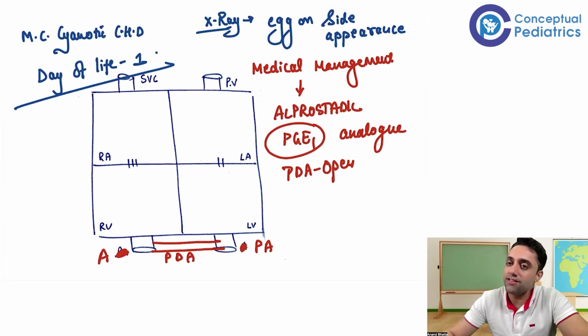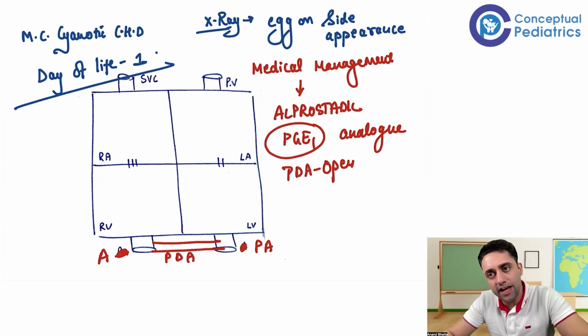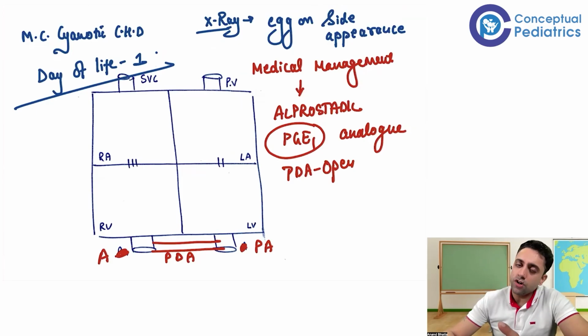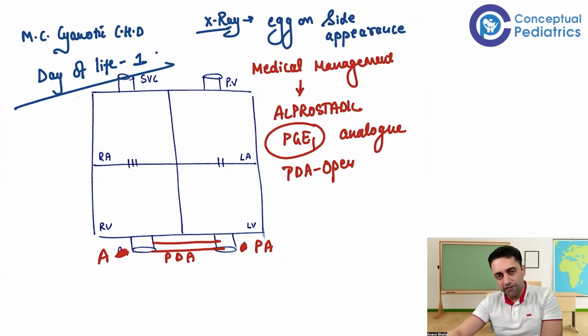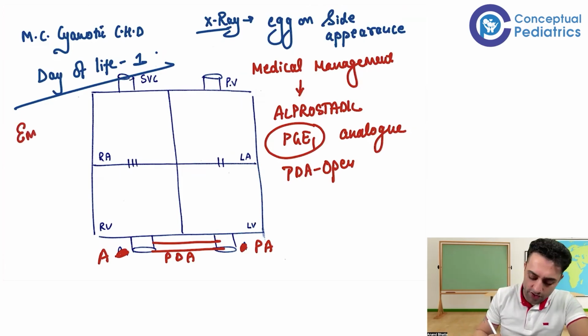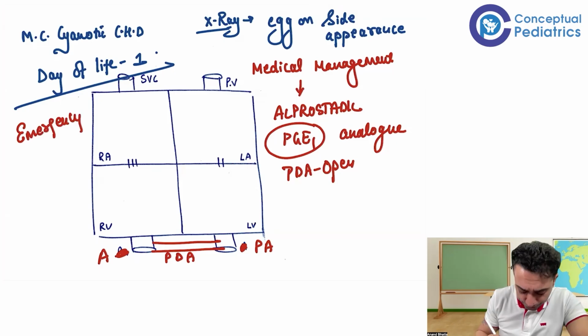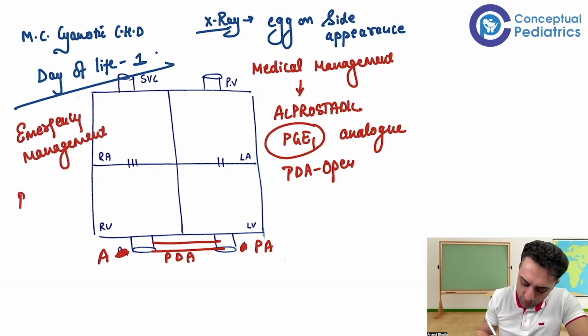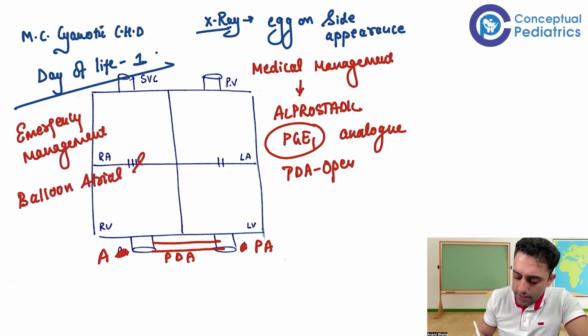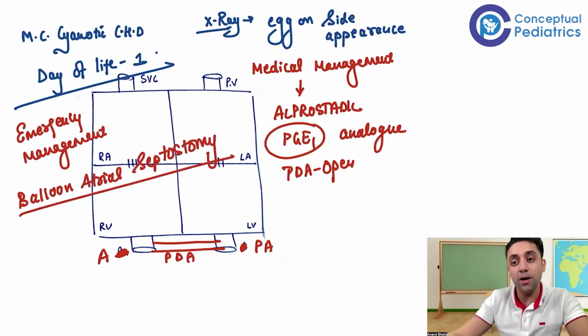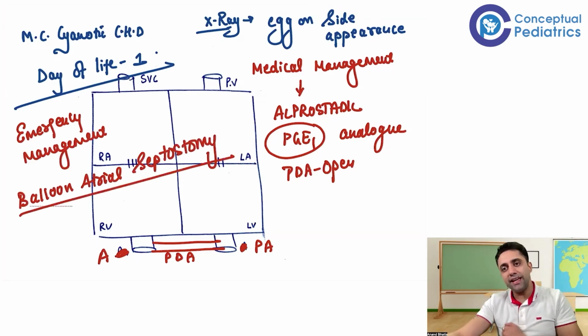So if I ask you what is the X-ray finding of TGA, the answer is egg on side appearance. Which is the most common cyanotic congenital heart disease on day of life 1? The answer is TGA. And the next important point, if I ask what is the emergency management? Remember a very important point known as balloon atrial septostomy. Balloon atrial septostomy is the emergency management in a case of TGA.